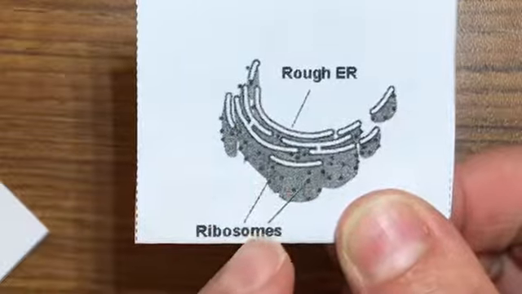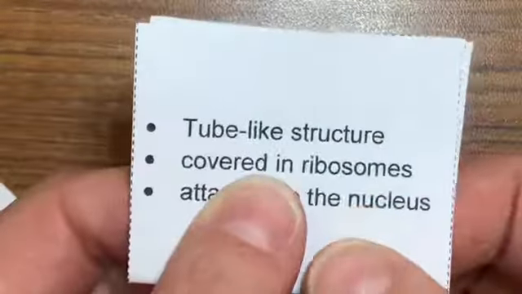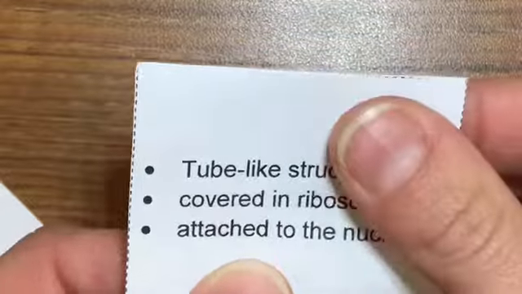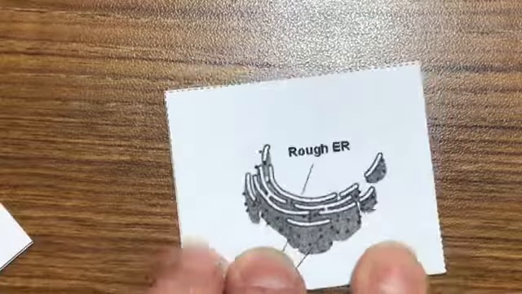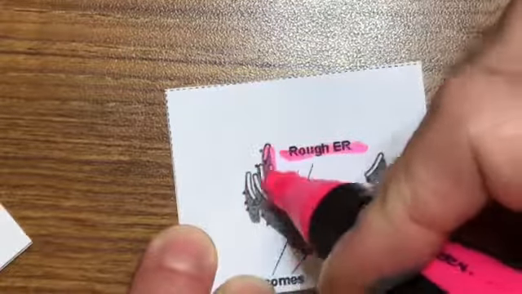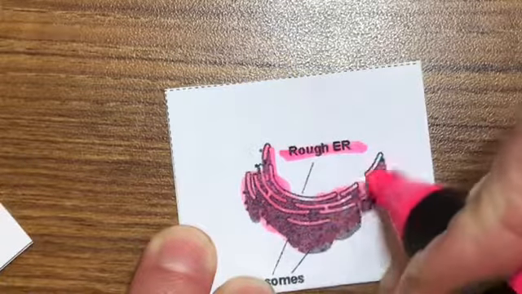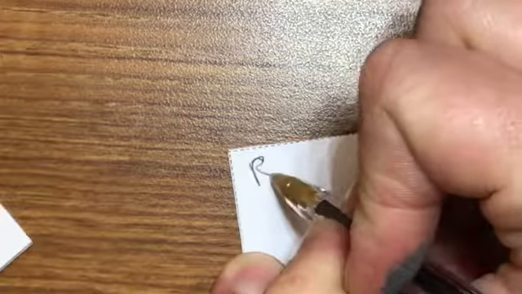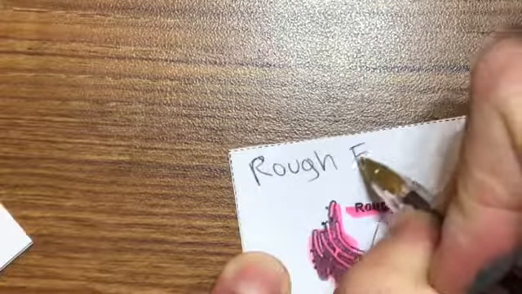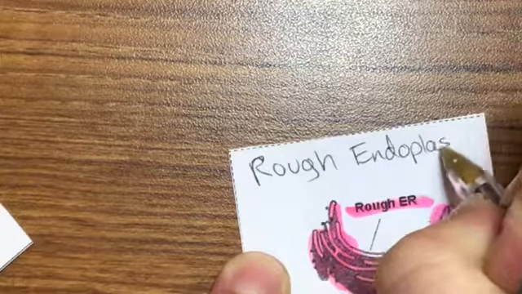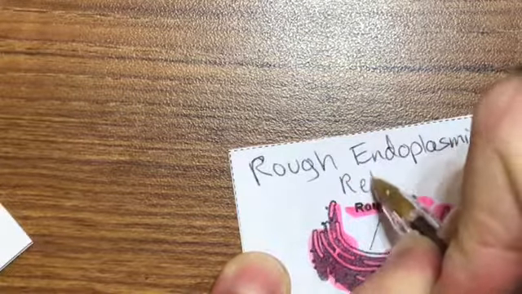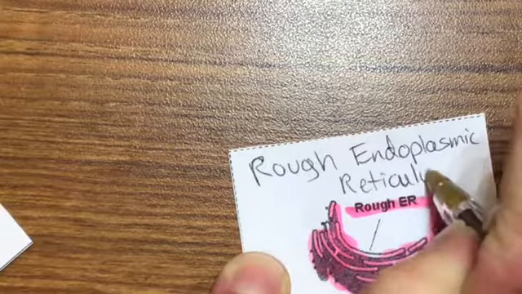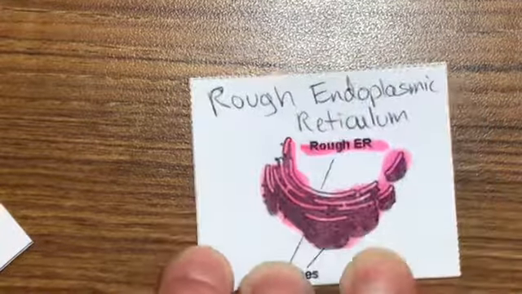So this one, picture one side when it says rough ER and it says ribosomes. You look over here, the tube-like structure covered in ribosomes attached to the nucleus, that's describing the rough ER. So go ahead and highlight the word rough ER. Okay, that's the whole thing there. And go ahead and write out rough endoplasmic reticulum, the full name. Okay, rough endoplasmic reticulum.